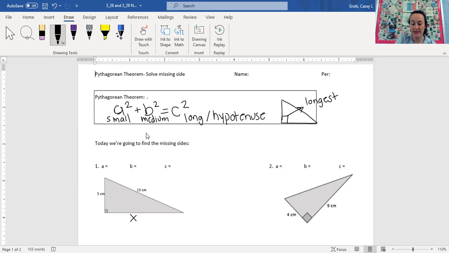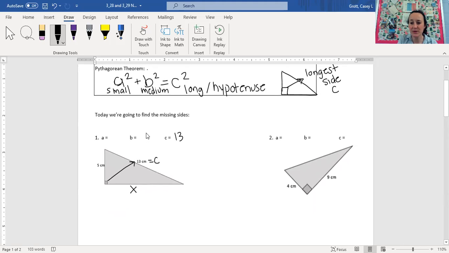Okay, so if you take that right angle and you draw an arrow off of it, that will always be our longest side, which is going to be C. So if my right angle is here, when I draw my arrow, this is going to be C. So I'm going to put it as C here, but I'm also going to go ahead and write it up here as C is equal to 13.